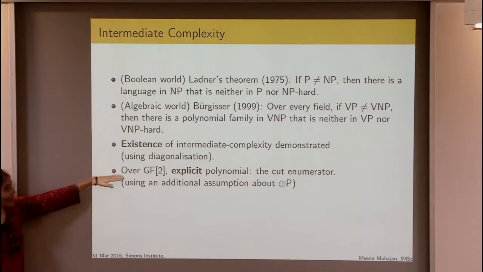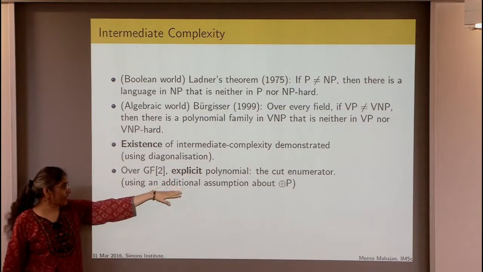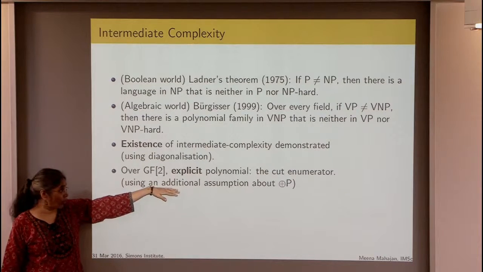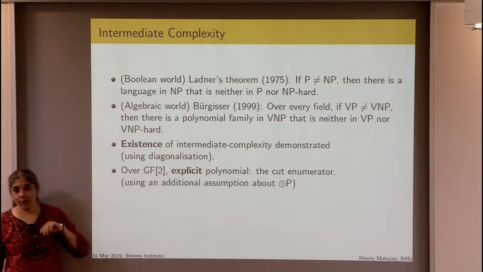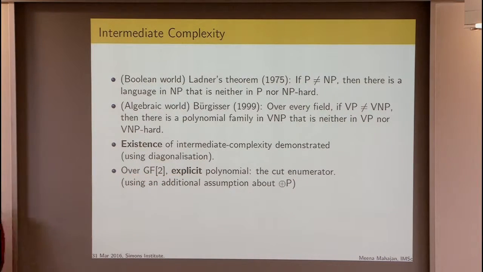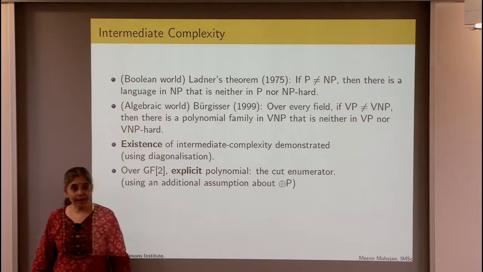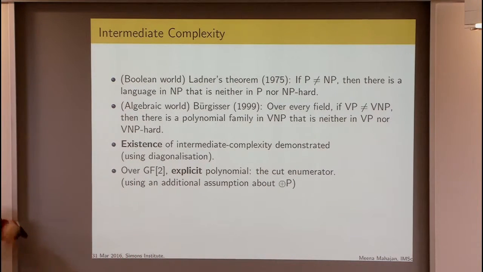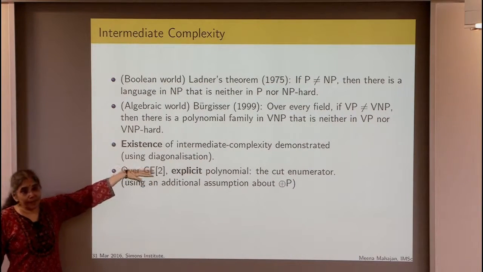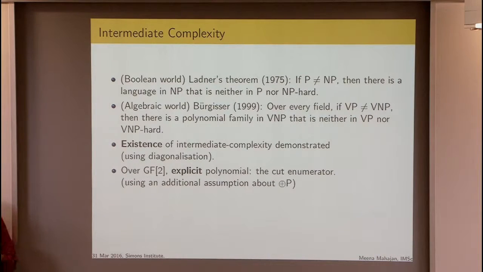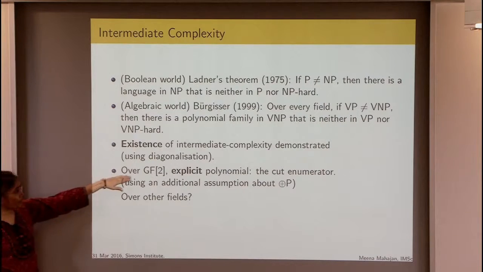So in order to get this explicit representation, we need to assume a little bit more. So the fact that this cut polynomial is intermediate does not just follow from the assumption that definability and computability are different. We also need an additional assumption that parity P is hard for poly-size circuits, which would also imply that definability and computability are different. So with an additional assumption, we can come up with these explicit polynomials which are provably intermediate. And this was a result only over GF2.